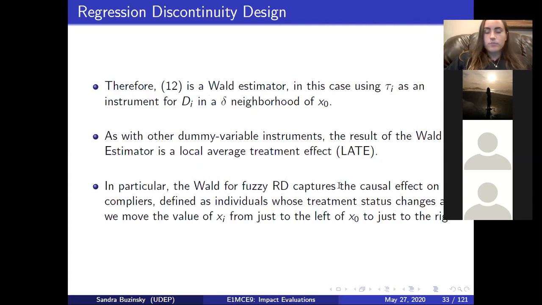Okay, so remember that we're not only now considering local validity in terms of around the cutoff, we also now have the local average treatment effect. Do you guys remember what the local average treatment effect will give us in terms of inference?